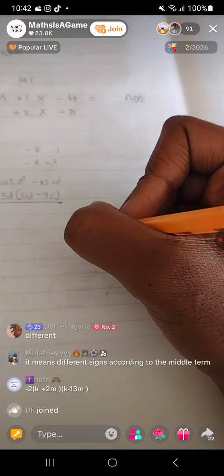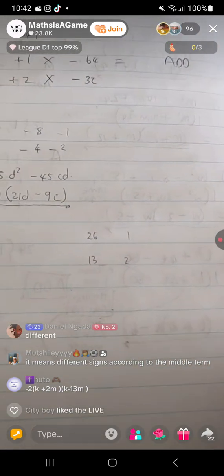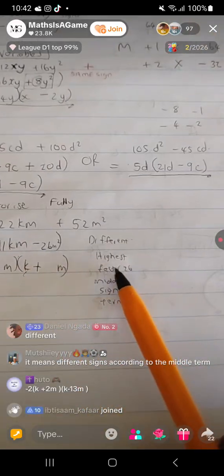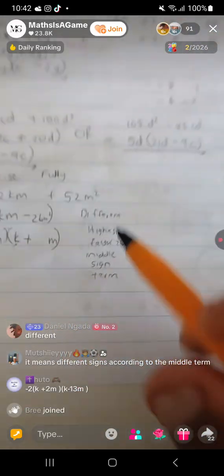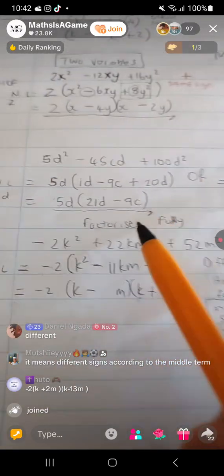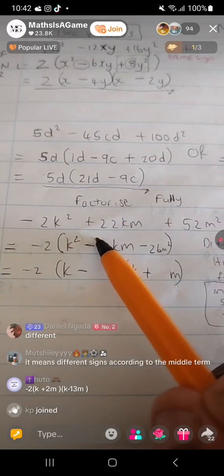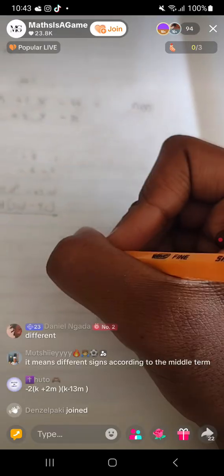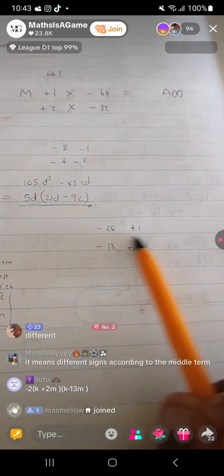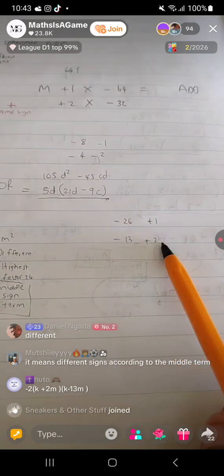So with 26, we have 26 and 1, we have 13 and 2, and I think that's about it with 26. So remember, the highest factor of 26 is going to have the sign of the middle term. What's the sign of the middle term? We look inside the bracket, it is negative. So that means negative, negative, these ones are positive, positive. Which one? Is it negative 26 and 1, or is it negative 13 and 2?